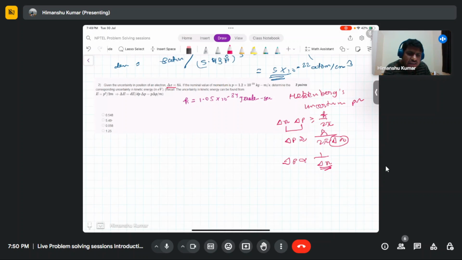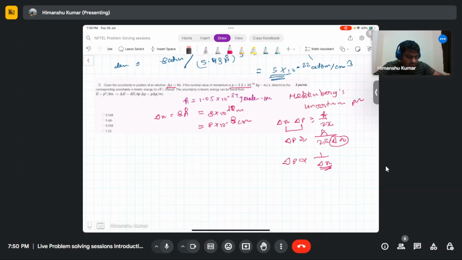Given the uncertainty in the position of an electron, delta x equals 8 angstrom, you can write 8 into 10 power minus 10 meter, or 8 into 10 power minus 8 centimeter. If the nominal value of momentum is given as 1.2 into 10 to the power minus 23, determine the corresponding uncertainty in kinetic energy.